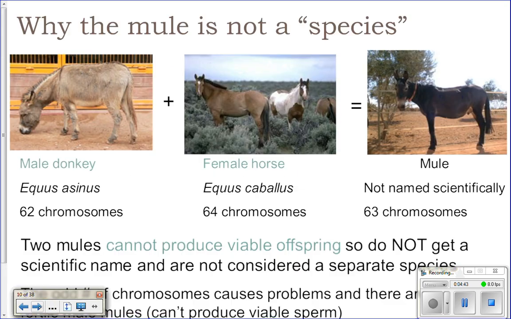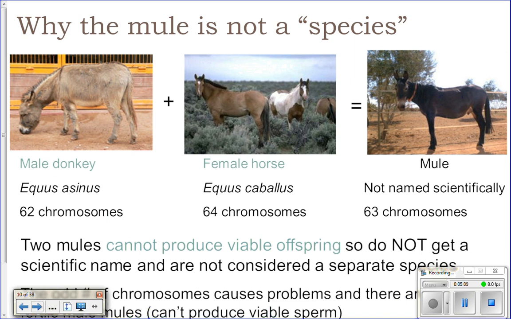So hopefully you remember how to do it correctly and do it correctly for your test and quiz. Just a little interesting fact, because I get asked this question a lot. The mule is actually not considered to be a species by our definition of species because they can't reproduce. You get a mule by breeding a male donkey and a female horse, and that equals a mule.